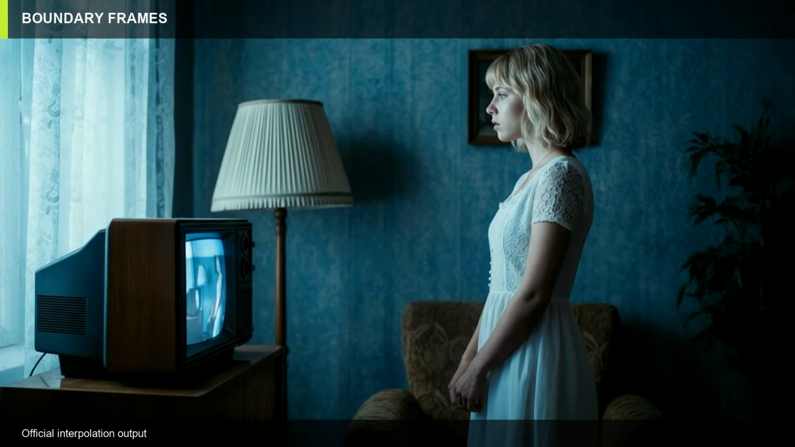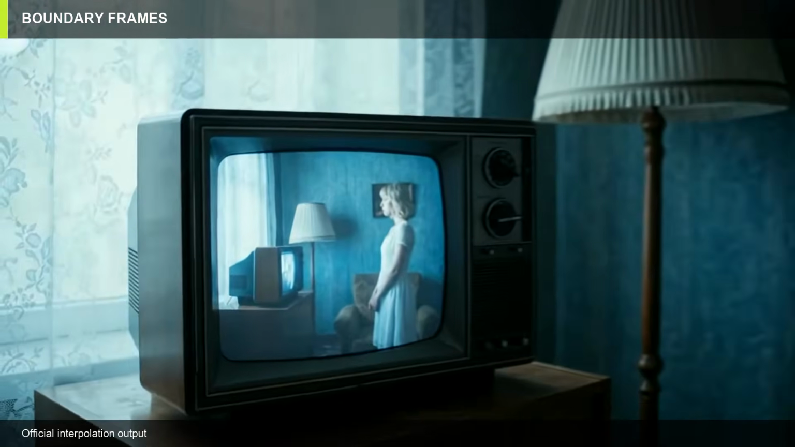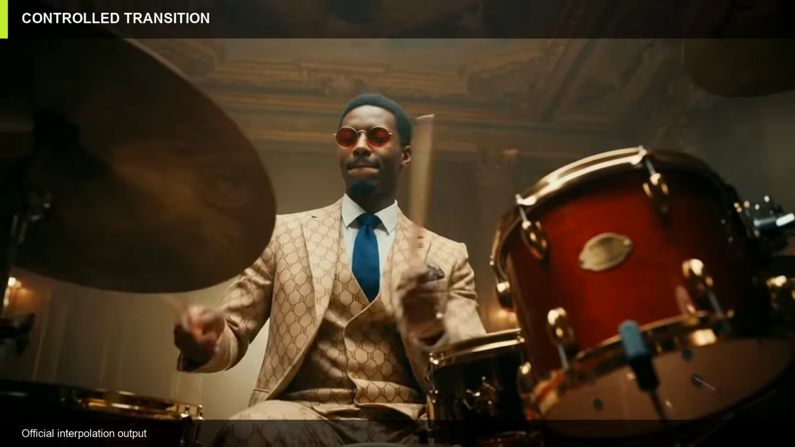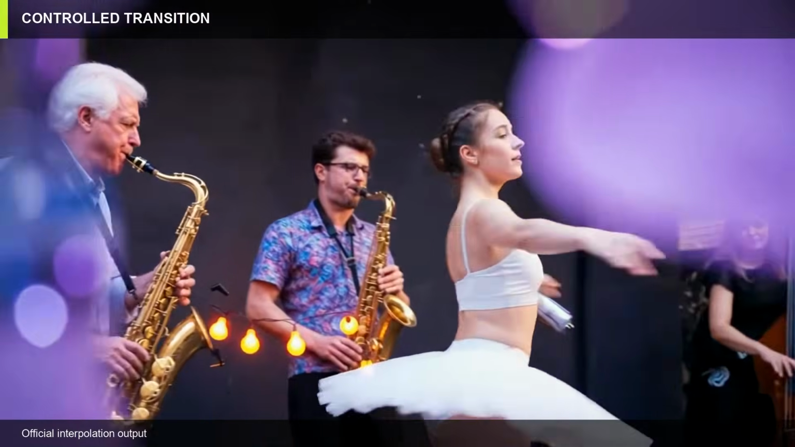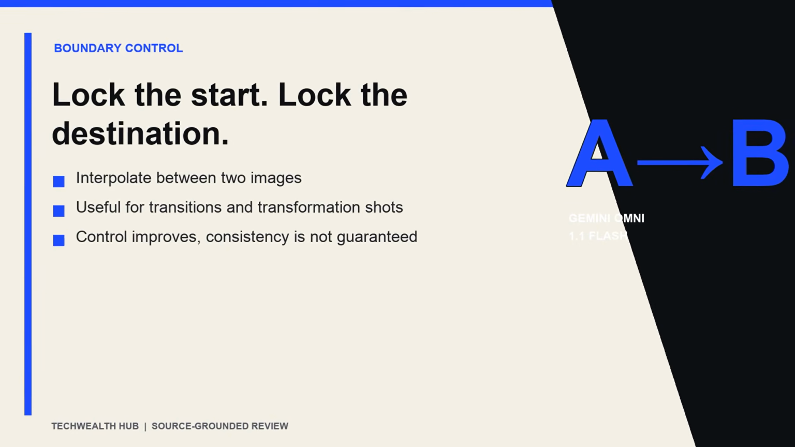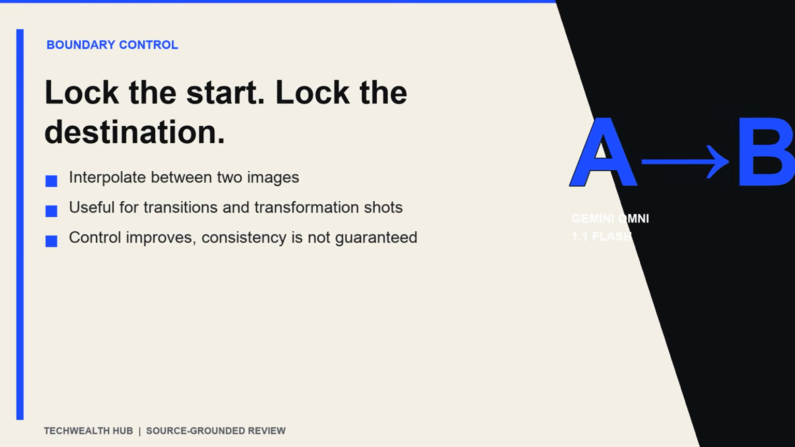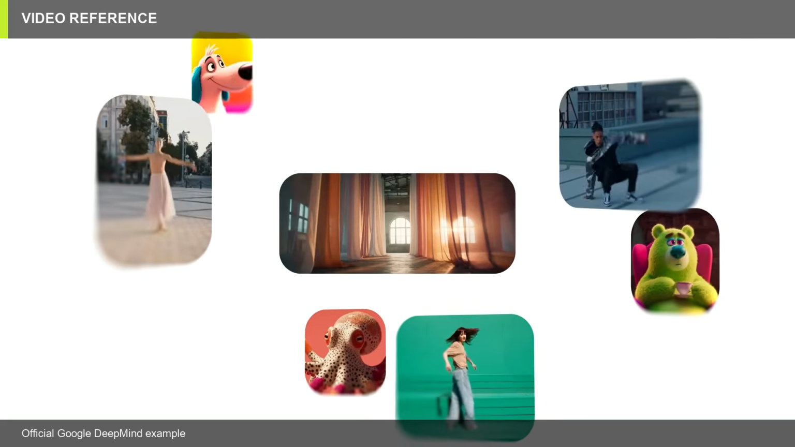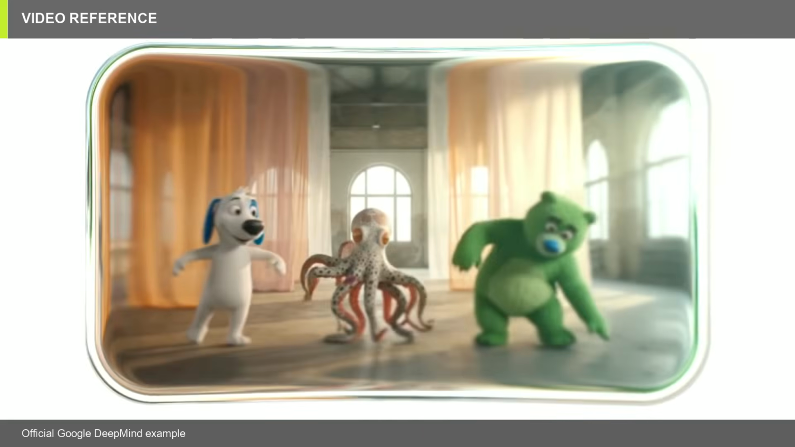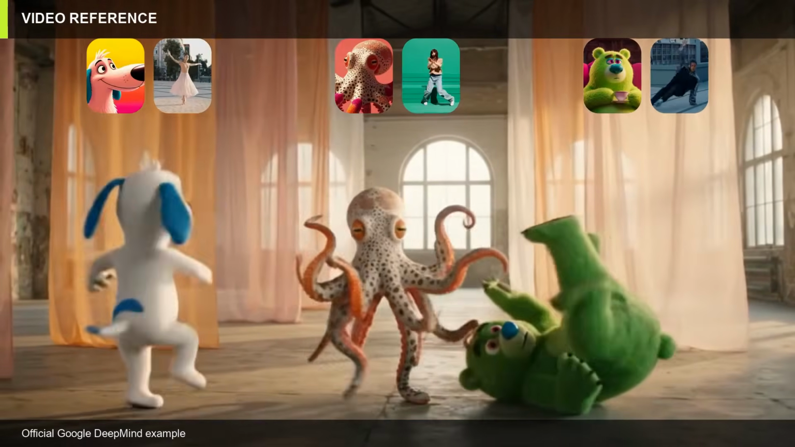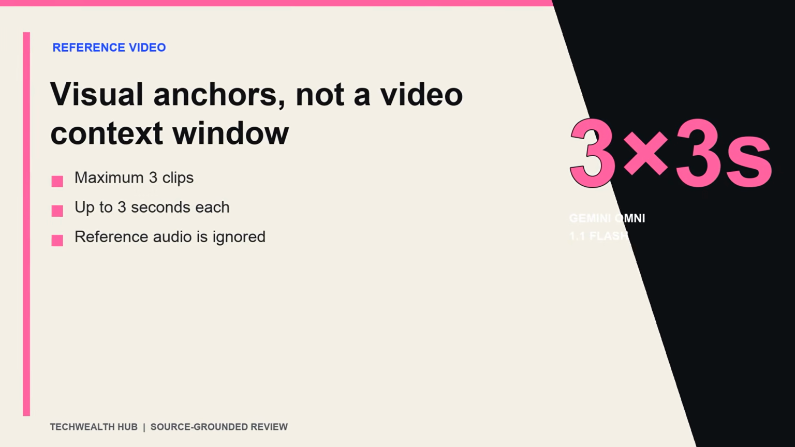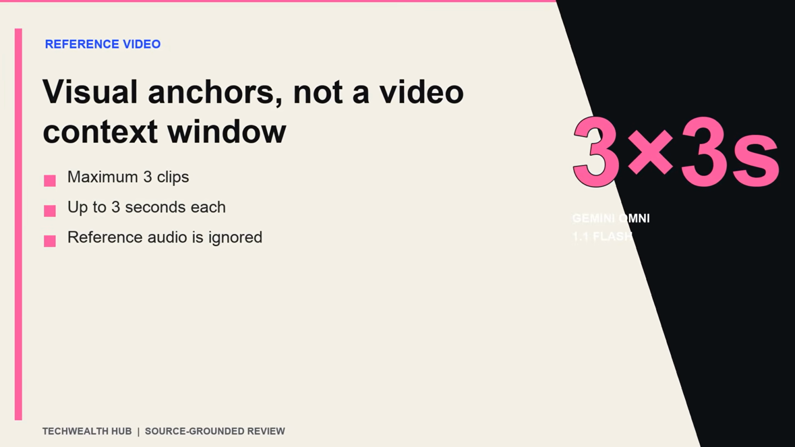The second change is control at the boundaries. First and last frame interpolation gives the model a defined start and destination, then asks it to animate the path between them. That is useful for transitions, transformation shots, and matching a sequence to a planned edit. Video references add another kind of control. The API can accept up to 3 reference clips, each up to 3 seconds, to carry a likeness or motion cue into the generation. Reference audio is ignored, and Google warns that the model is not reasoning across multiple videos as a combined story. Treat these as visual anchors, not as a small video editing context window.